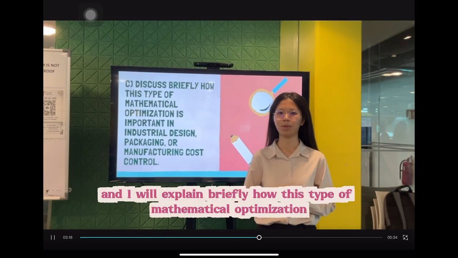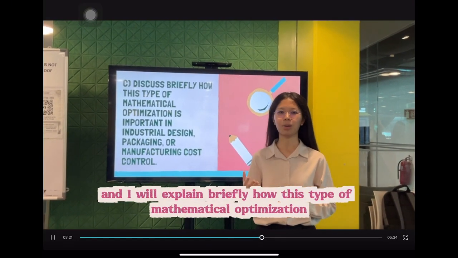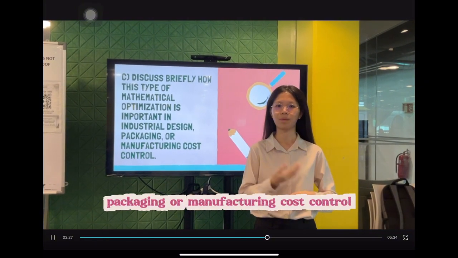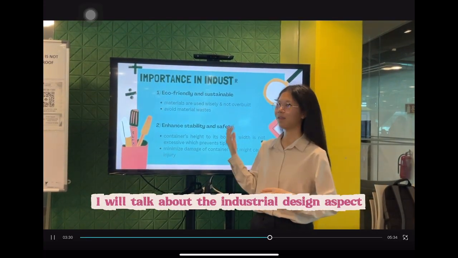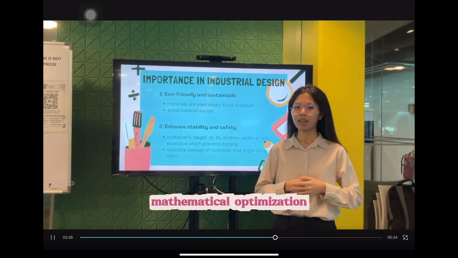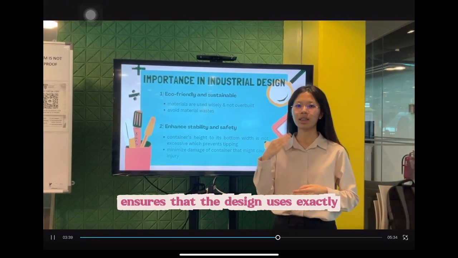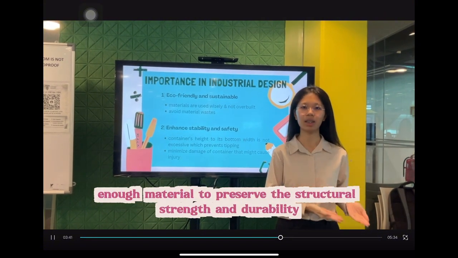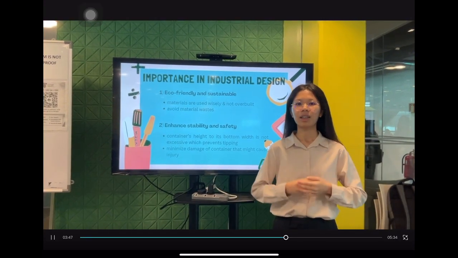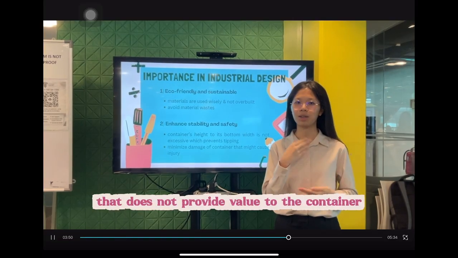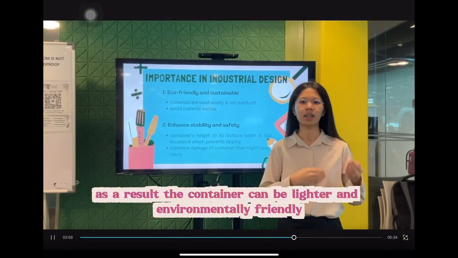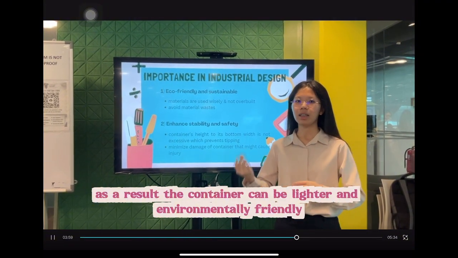Next, Sui, Huitong and I will explain briefly how this type of mathematical optimization is important in industrial design, packaging, or manufacturing cost control. I will talk about the industrial design aspect. First and foremost, the importance is eco-friendly and sustainable. Mathematical optimization ensures that the design uses exactly enough material to preserve the structural strength and durability. Therefore, the materials are used wisely and not overbuilt. This can avoid excess thickness that does not provide value to the container and may lead to material waste. As a result, the container can be lighter and environmentally friendly.